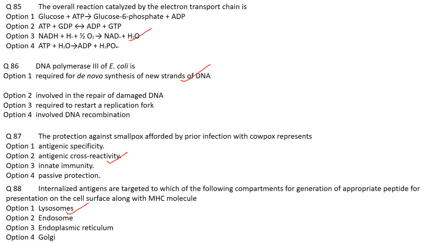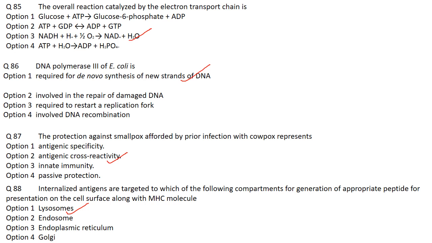Then next one. The overall reaction catalyzed by the electron transport chain is. So out of this, NADH plus H plus half O2 gives NAD plus H2O. That is the reaction catalyzed by the electron transport chain. Then next one. DNA polymerase 3 of E. coli is. So DNA polymerase 3 is required for de novo synthesis of new strands of DNA. Answer is option 1. Then next one.